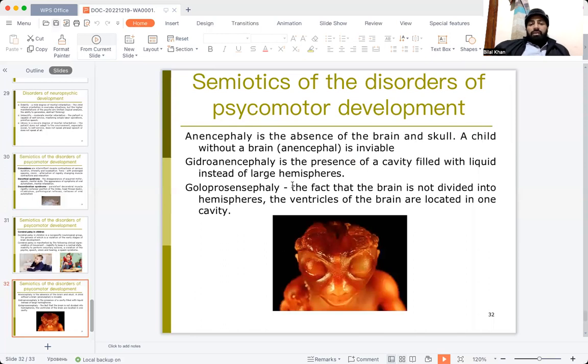Anencephaly is also a psychomotor disorder: absence of the brain in the skull, a child without a brain. Hydranencephaly is the presence of a cavity filled with liquid instead of the large hemispheres. There will be liquid, all filled by this liquid. This is known as hydro. Holoprosencephaly is the condition in which the brain is not divided into hemispheres. The ventricles of the brain are located in one cavity.